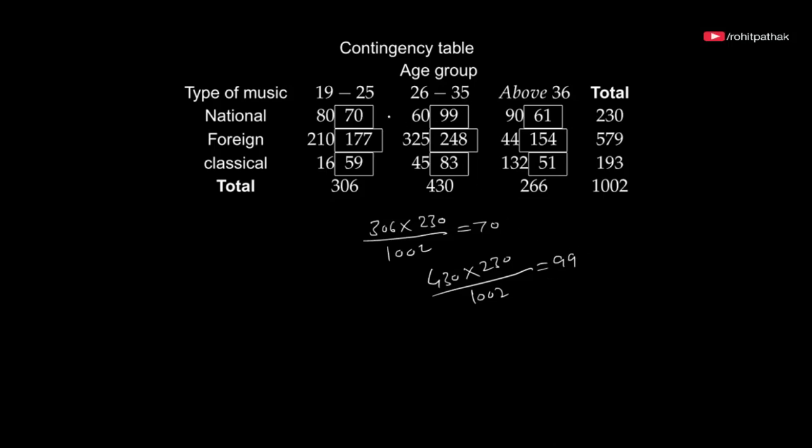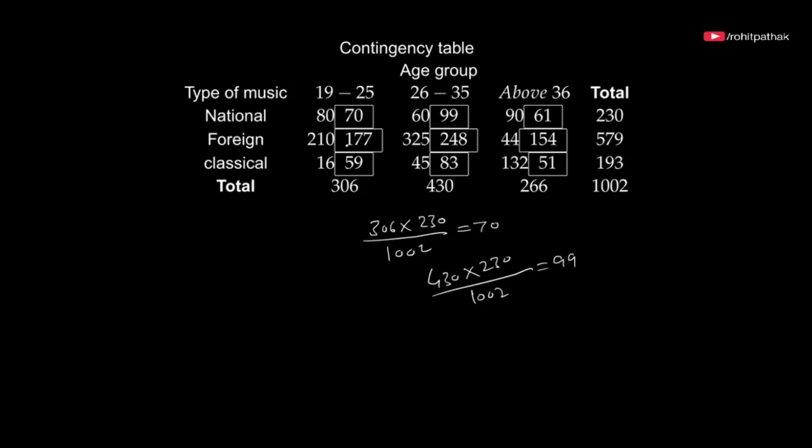Now, once you find these two expected frequencies, you should not calculate the expected frequency in this cell. You just write 230 minus 99 minus 70. So whatever number is there, you should write here. We find that 230 minus 70 minus 99 is 61. So we write here 61, and then we find that this sum is equal to 230. So this cell is not independent. This cell is dependent on these two.